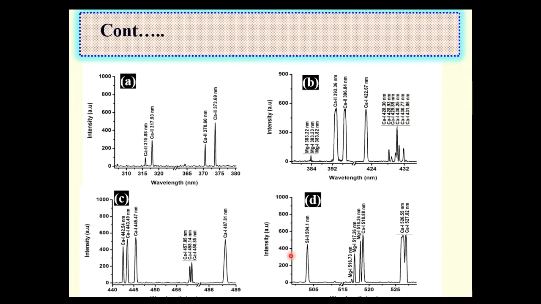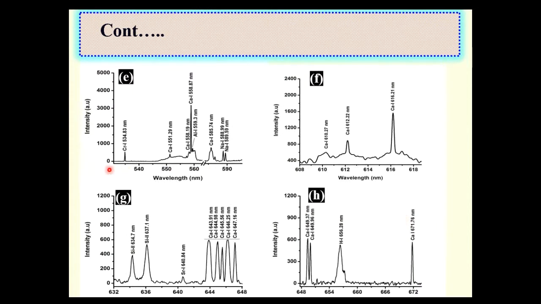In figure D, it ranges from 500 to 530. We have found silicon, magnesium, the triplet of magnesium, calcium, and calcium lines. In figure E, it ranges from 530 to 600. Most in this portion, we have observed chromium, calcium, aluminium, and the doublet of the sodium line. In figure F, which is from 608 to 618, we have observed the triplet of a calcium line.